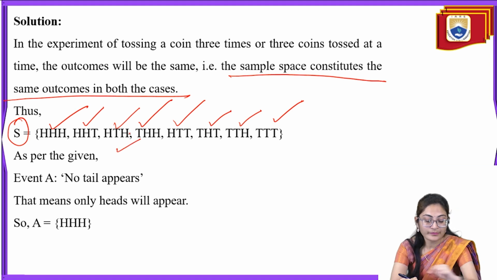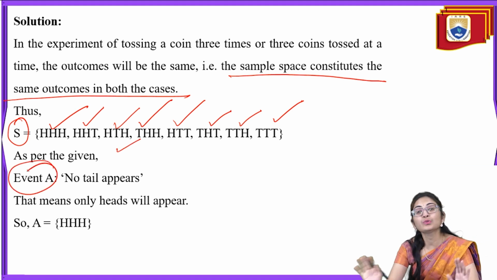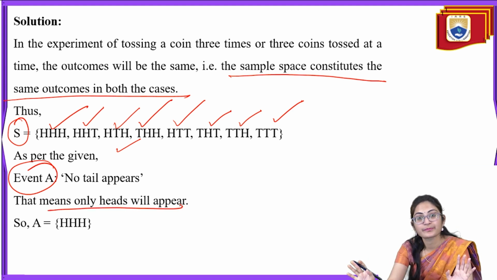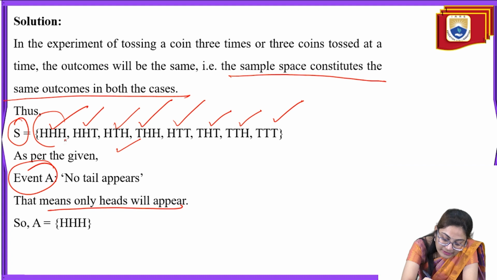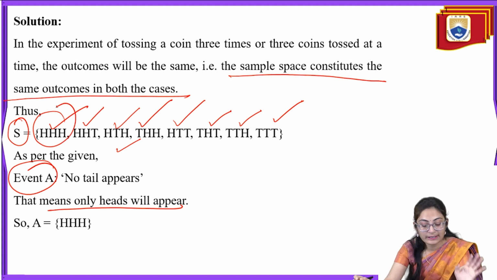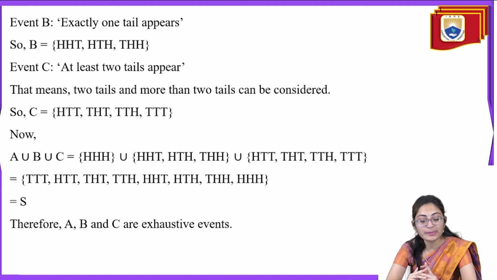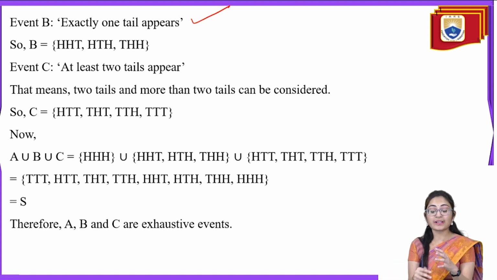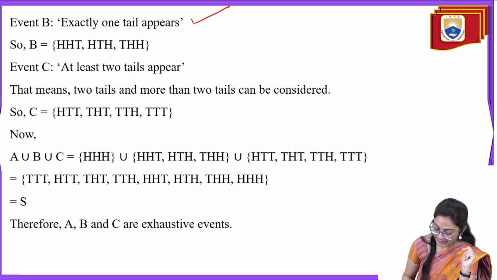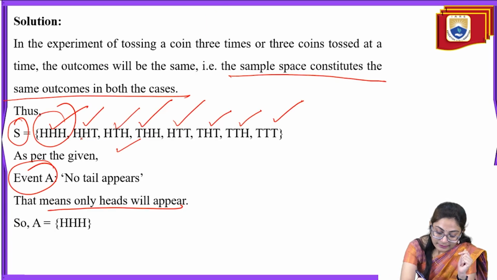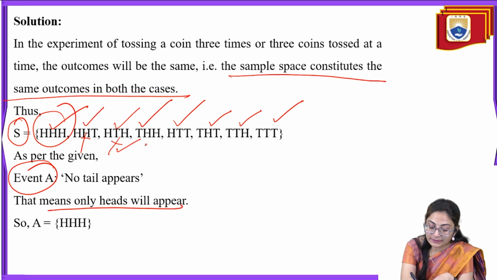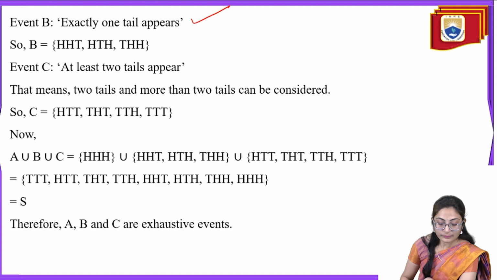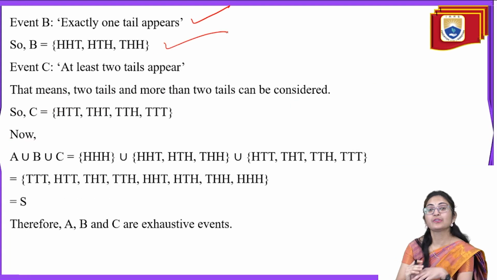So as per the given, your event A is that no tail appears. That means only heads will appear, that is A equals HHH. Now event B says that exactly 1 tail appears. Now you have to find where only 1 tail appears. Exactly 1 tail we have to display. So here we got B.